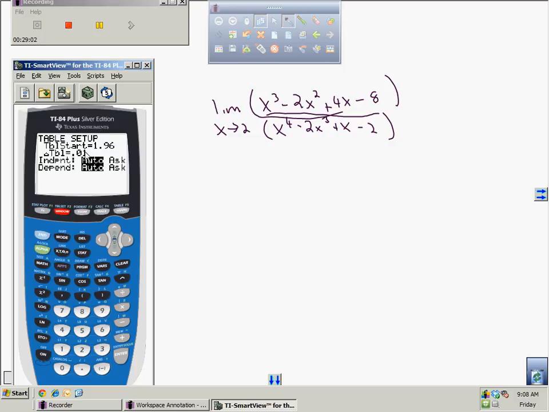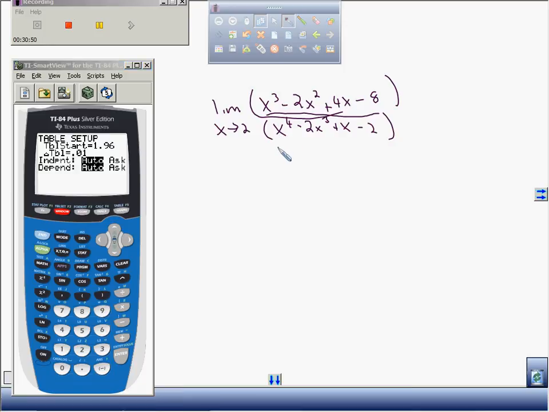You get 0 for the top? Yeah. If I plug in 2 in here, I get 0. And on the bottom I get 16 minus 16 plus 2 minus 2, right? So I get 0 on the bottom too, right? So that'd be 0 over 0 if I try to plug in, which is undefined.